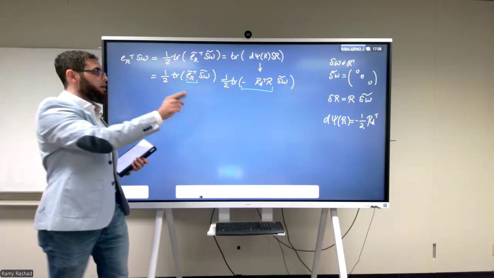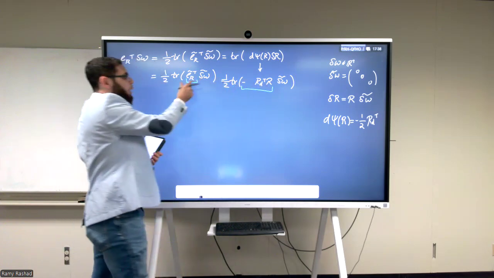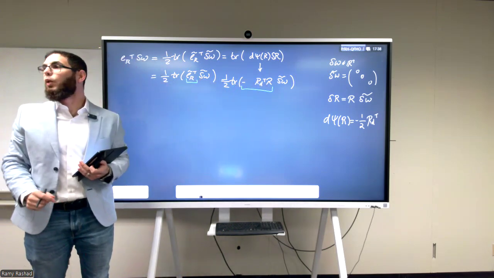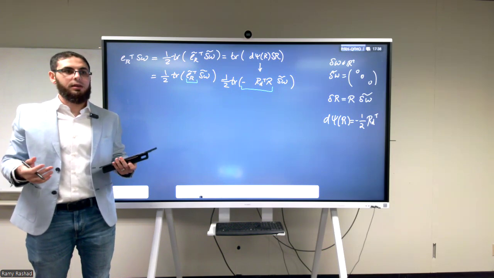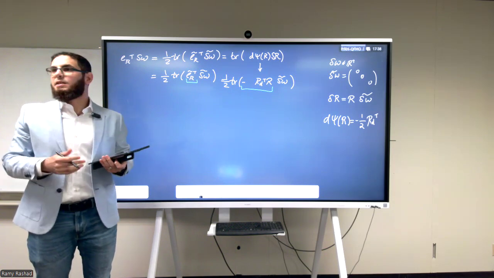Absolutely, that's correct. This is a rotation matrix, while this is a skew-symmetric matrix. So we cannot equate them to each other. Physically, it doesn't matter. Exactly, they're not in the same space yet.